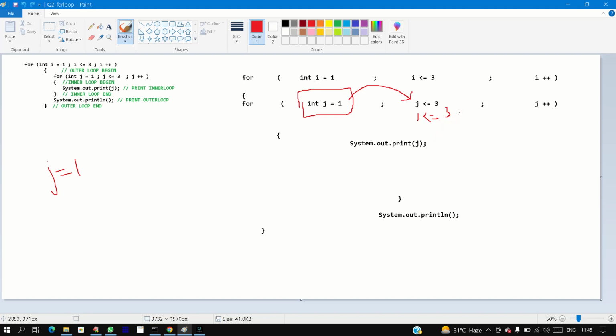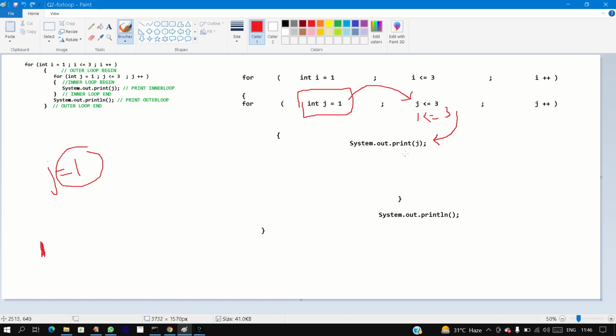Now the condition is true. If the condition is true, it will be going to system.out.println. Now system.out.println is commanding that we have to print j. What is our j? Our j is 1. So just imagine in your output sheet you are getting 1.